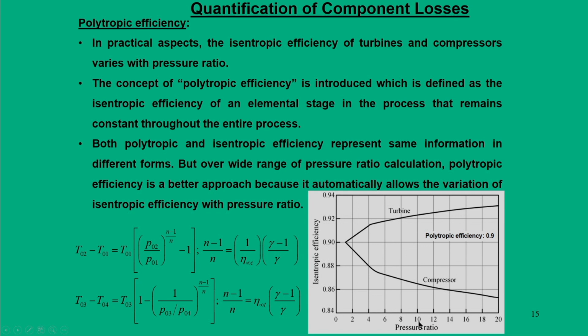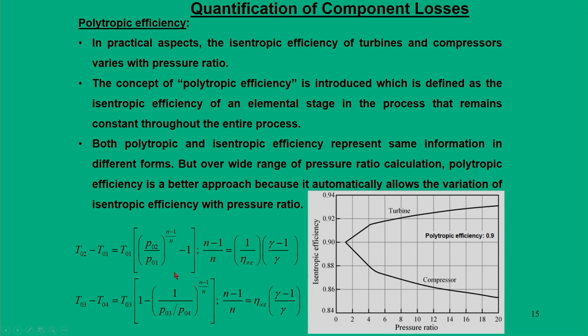So, it means that over a wide range of pressure ratio, the isentropic efficiency also changes. To counteract this, if you have a very wide range of pressure ratio, people define a concept called polytropic efficiency. If you recall the same expression that we used in terms of stagnation temperature and pressures for compressors, and this is for turbine, that is T03 minus T04 in terms of pressure ratio P03 and P04.